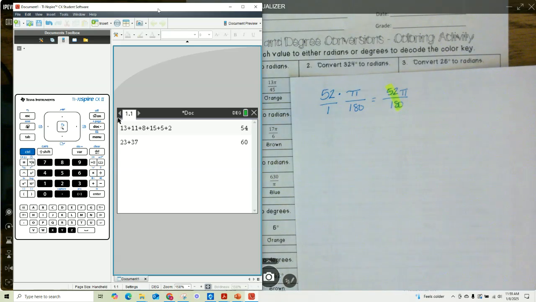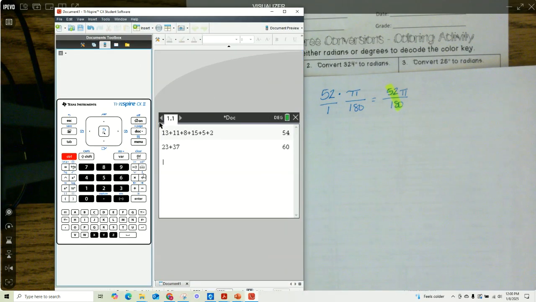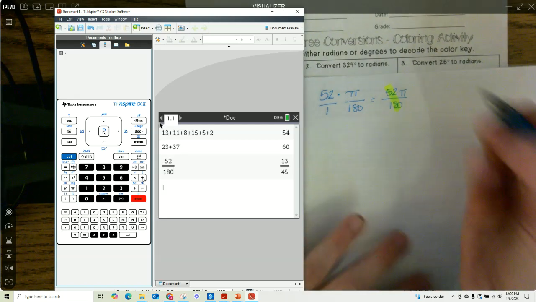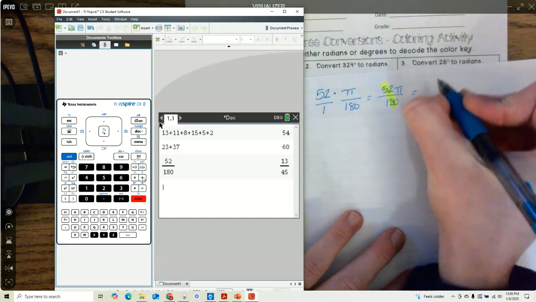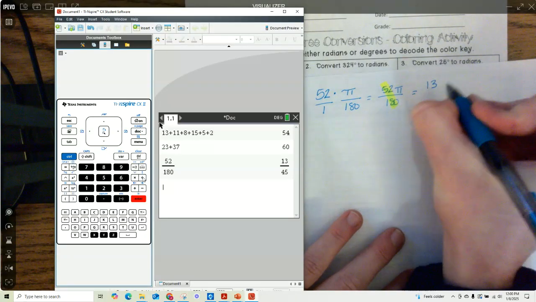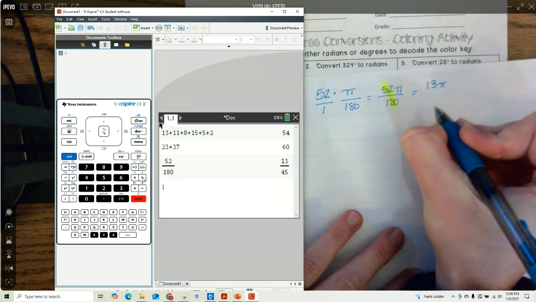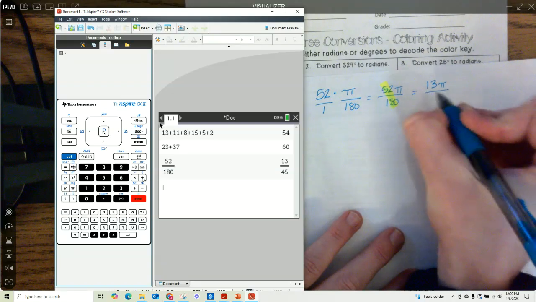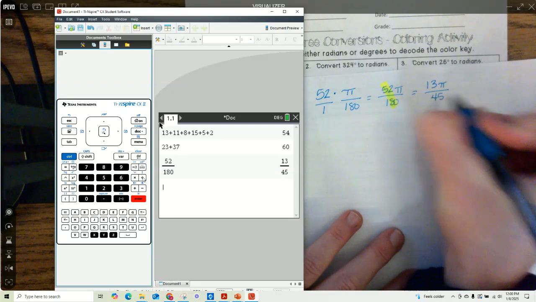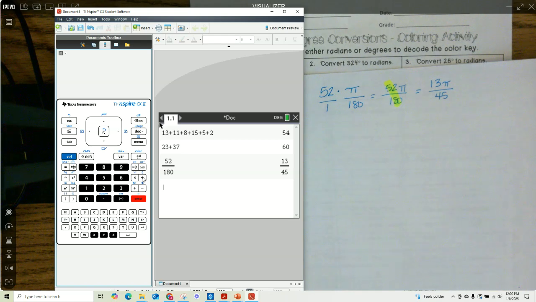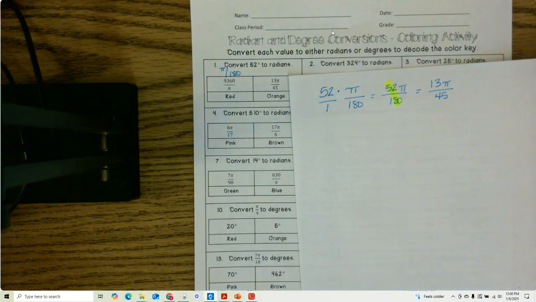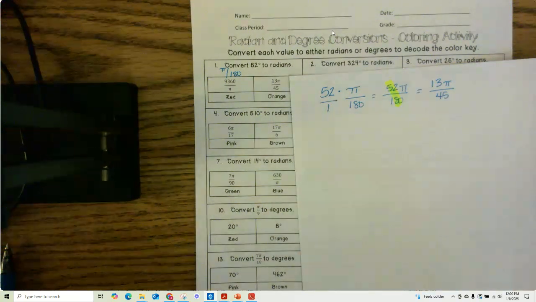This is the part that your calculator will do. What you can do in your calculator is type that fraction in: 52 over 180. Don't type the pi in. And it simplifies it. Then you just come back, 13 is your top number, attach that little pi back to it, and then 45 is your bottom number. And if you look, that should be an answer choice.